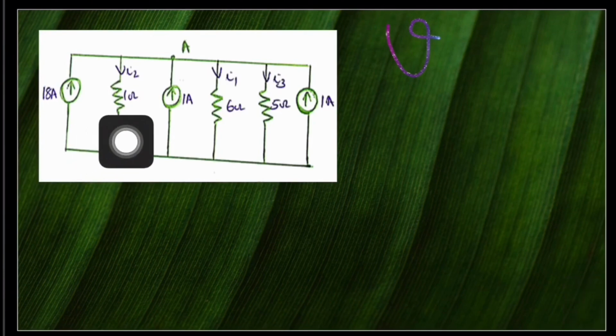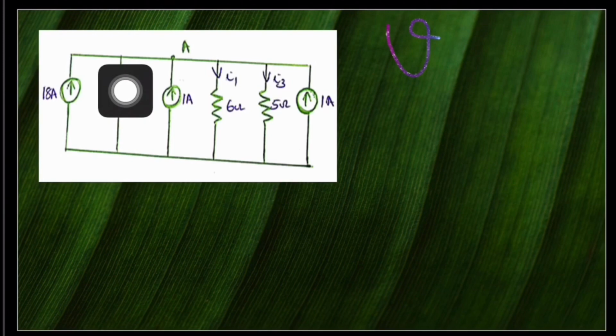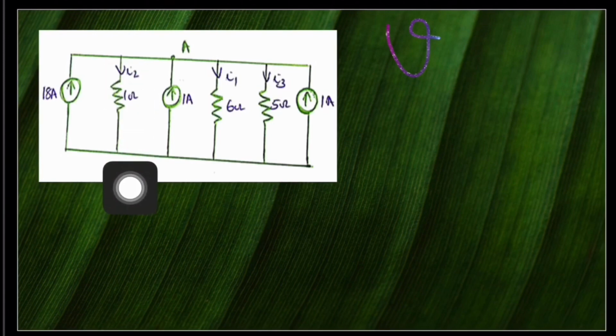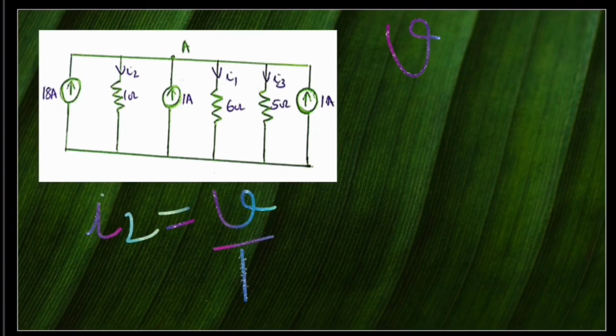Now you look at this 1 ohm resistor. You can see one end of it is connected to node A, which is at potential V, and other end is at reference node at potential 0. Correspondingly, the current through this 1 ohm in downward direction I2 can be expressed as V by 1.